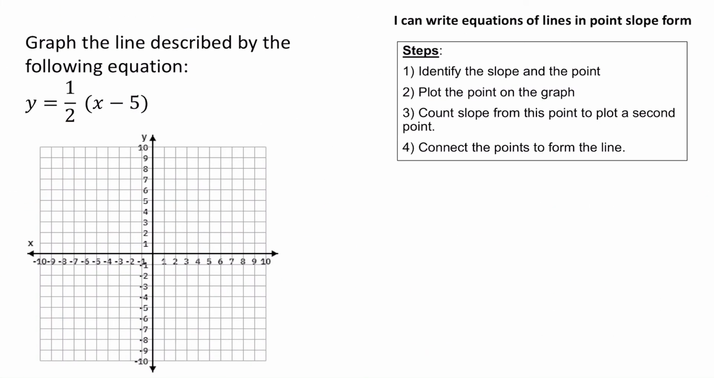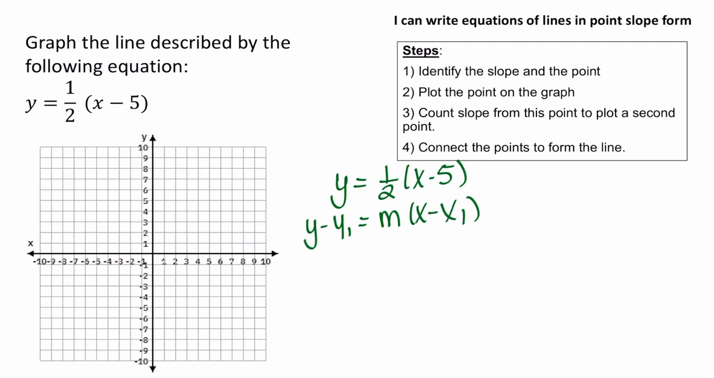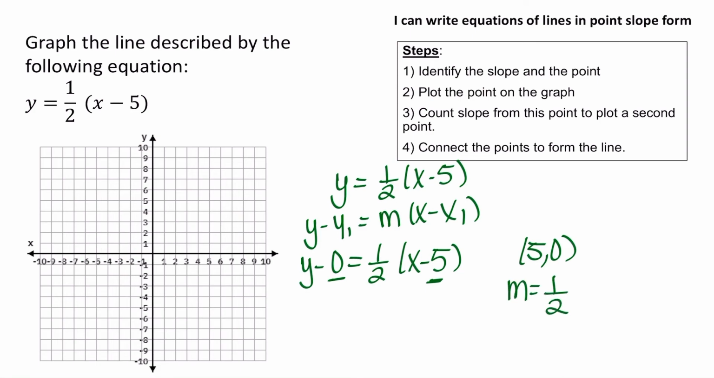So now let's graph the line described by the equation y equals 1/2 times x minus 5. If we compare to point slope form, we have y minus y1 equals m times x minus x1. So we have y, and nothing is being subtracted from y, so that is basically y minus 0 equals 1/2 times x minus 5. So that means my x1, y1 is going to be 5, 0, and my m is going to be equal to 1/2.